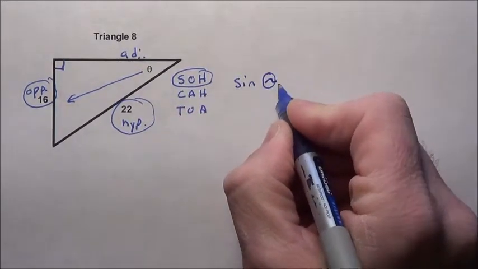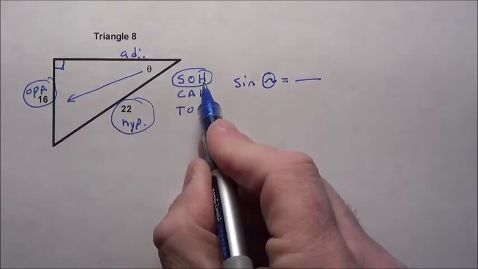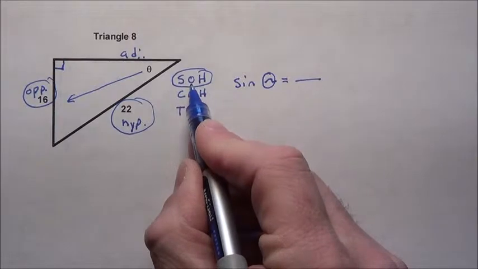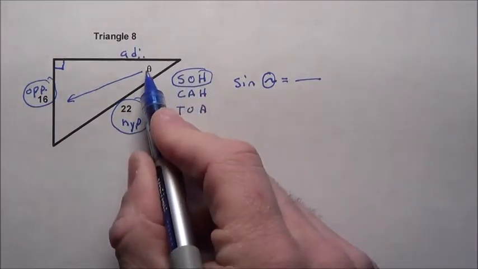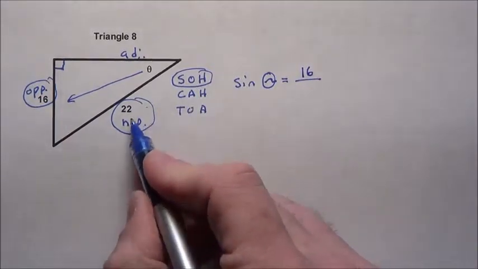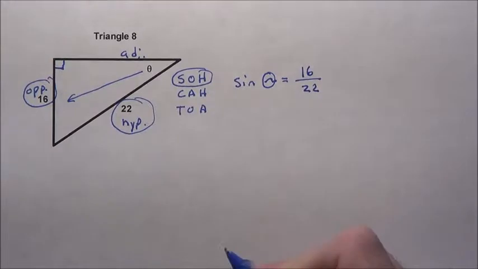So it's the sine of theta is equal to, it's always going to be a fraction here, opposite divided by hypotenuse. Opposite has to come first. It has to be in the top on the numerator. The opposite side in this case is 16. The hypotenuse, that measurement is 22. So we know the sine of some angle is equal to 16 over 22.